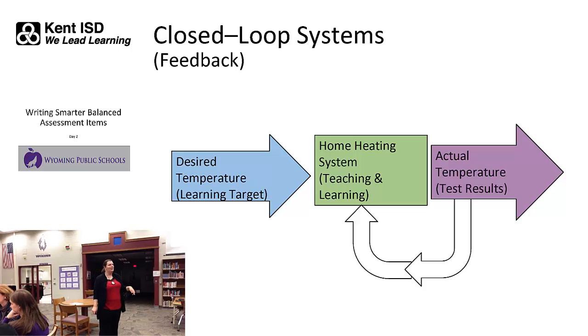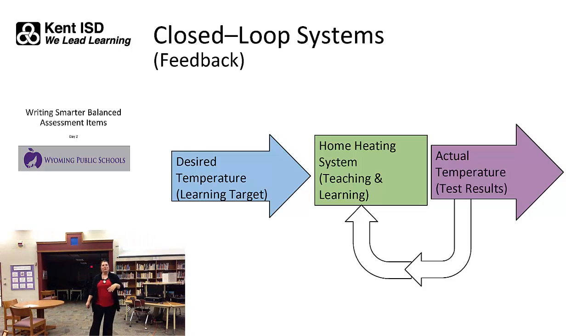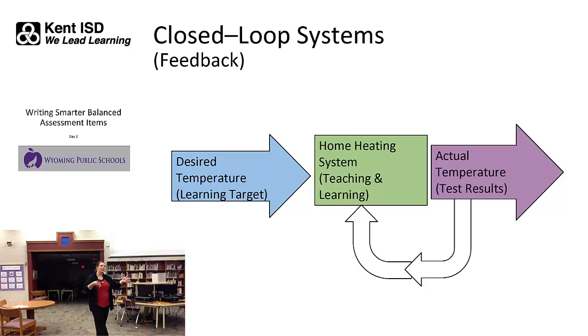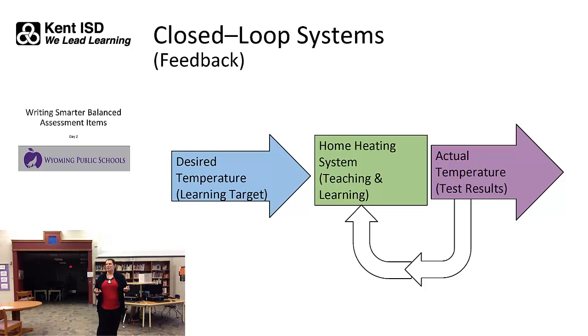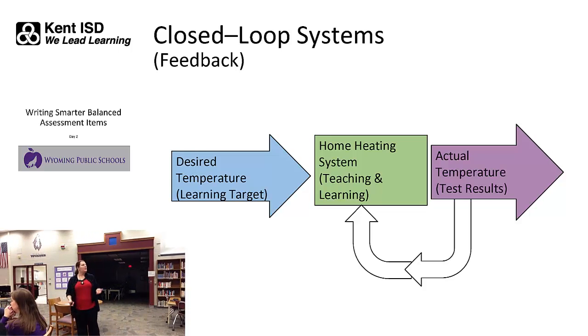So your learning target, what you're trying to reach, is that desired temperature. And your teaching and learning is your home heating or cooling system. It's that vehicle by which you get those students to understand or reach the knowledge they need to know with that learning target. And then your actual temperature is those test results. So as a result of your teaching and learning, what do those results look like? And then that feeds back into that system of teaching and learning. Test results, assessment results, definitely influence instruction in the classroom.